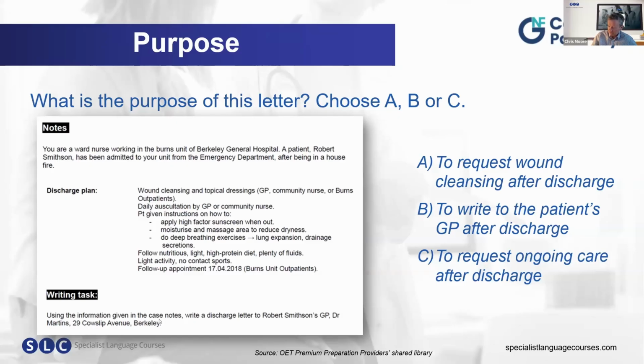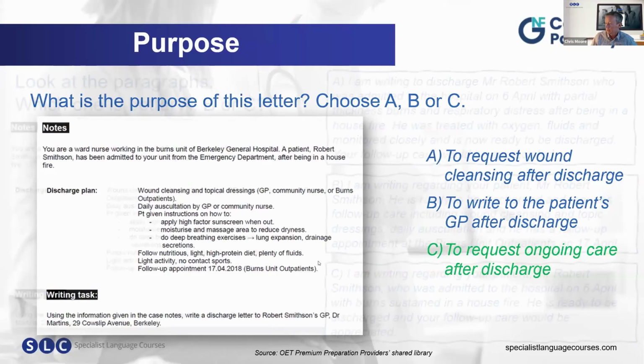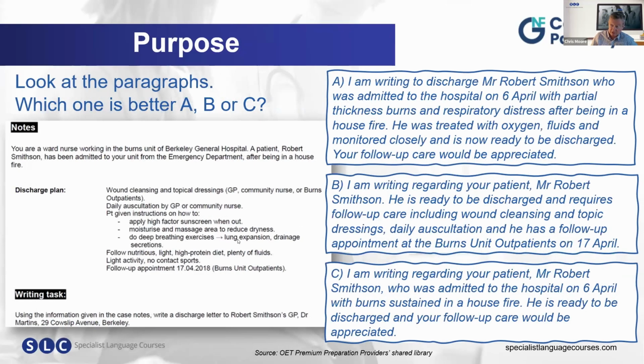And using the information given in the case notes, write a discharge letter. So what are you doing? Are you doing A, B, or C? So yes, those who put C is correct. That's why you're writing. So you're writing to request ongoing care for Mr. Smithson, who is now ready for discharge, having been in the burns unit in the hospital. So well done, everybody who put C. Thank you.